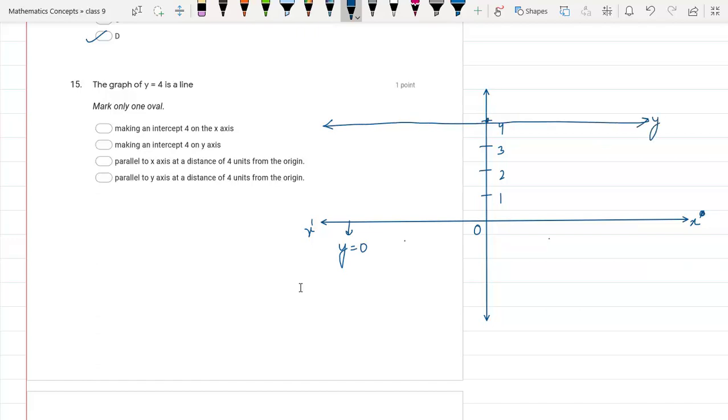Now let's take the options. It is saying making an intercept 4 on the x-axis. Wrong. Making an intercept 4 on the y-axis. Okay, no. Then it is saying parallel to the x-axis at a distance of 4 units from the origin. So you can say it is parallel to the x-axis, because if you keep on increasing the length, they will never intersect each other. And you can also see the distance from the origin is 1, 2, 3, 4 units. So C is the correct answer.